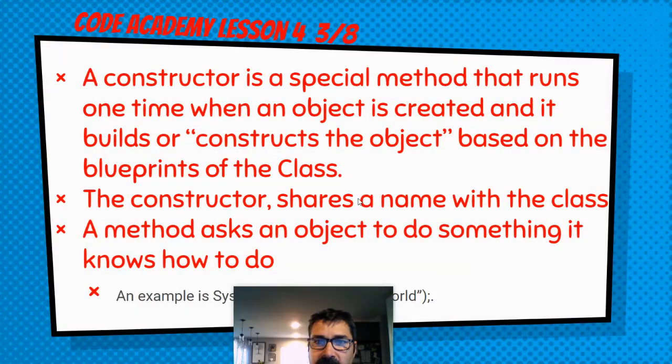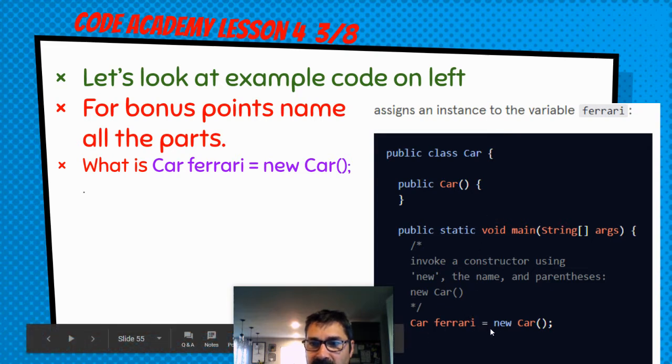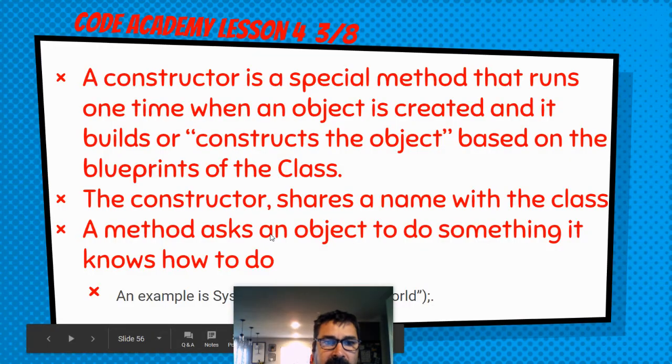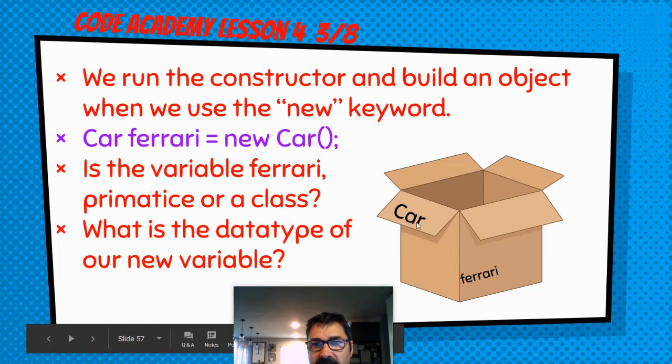So if you look up here, we're defining a car. And then down here, we're creating a box and saying, hey, put a brand new car in it. So it's something we haven't done before. What is the data type of the new variable? The data type is car.